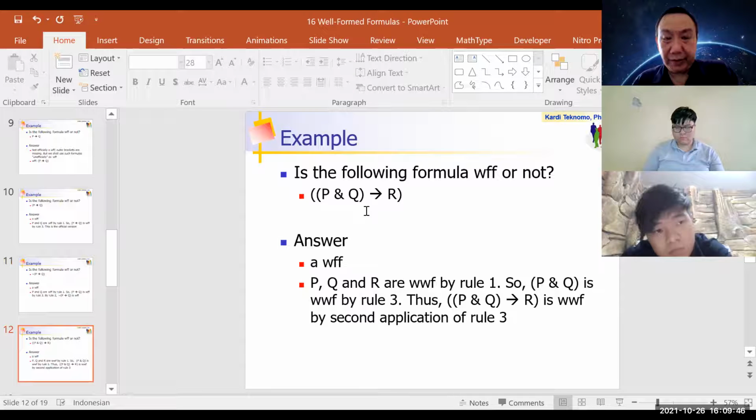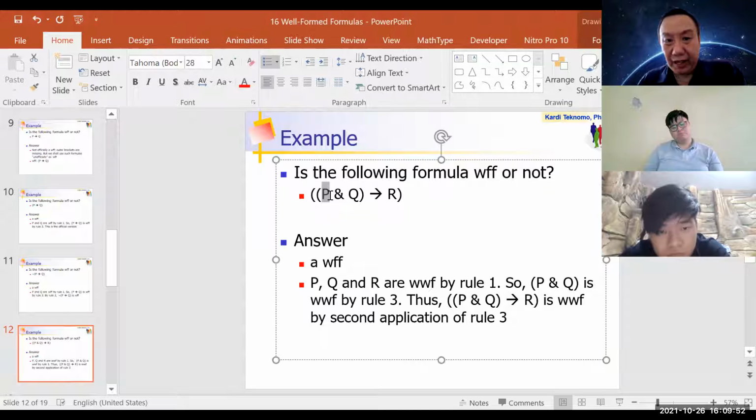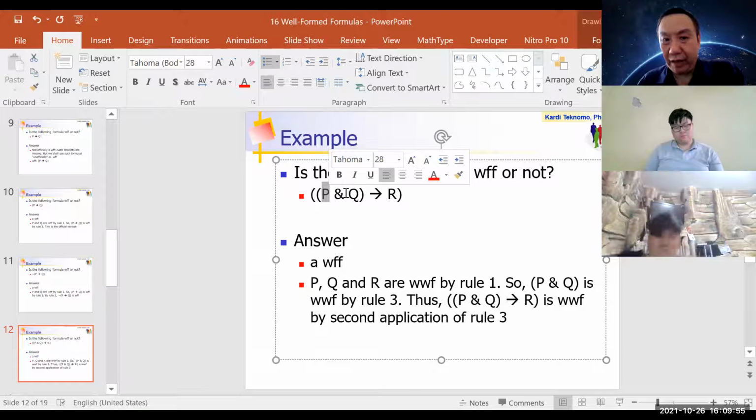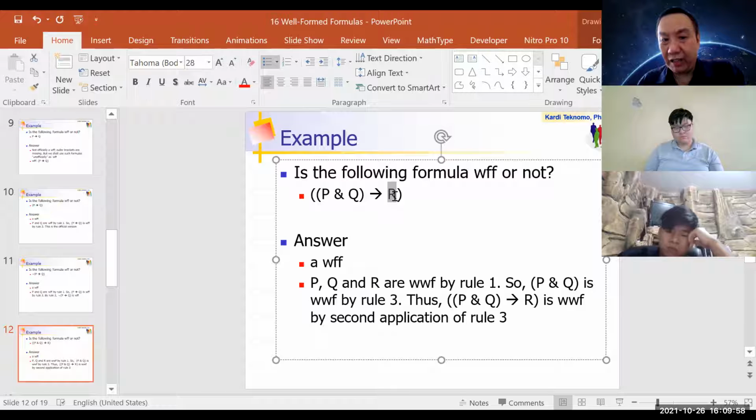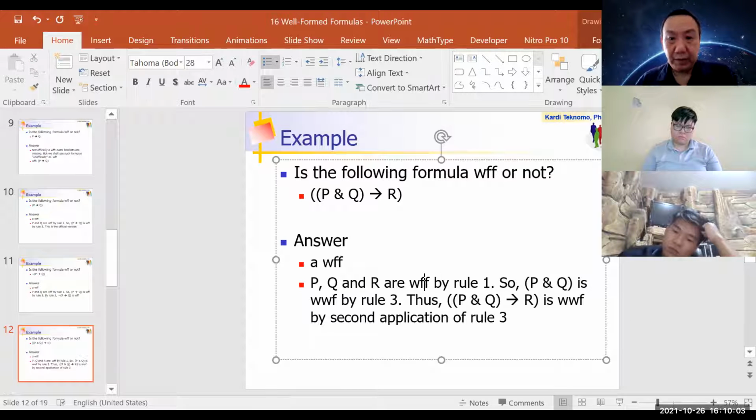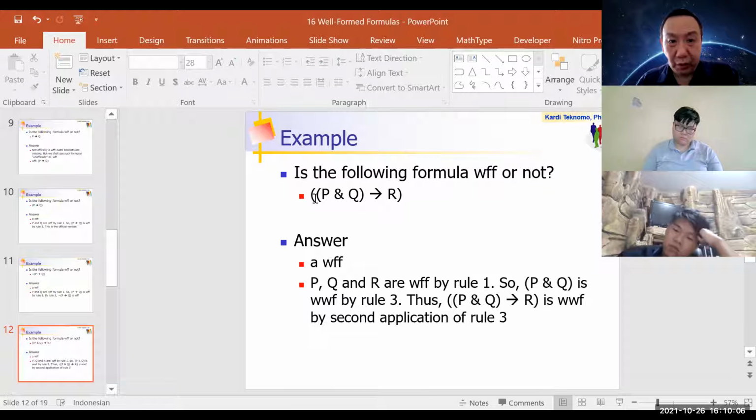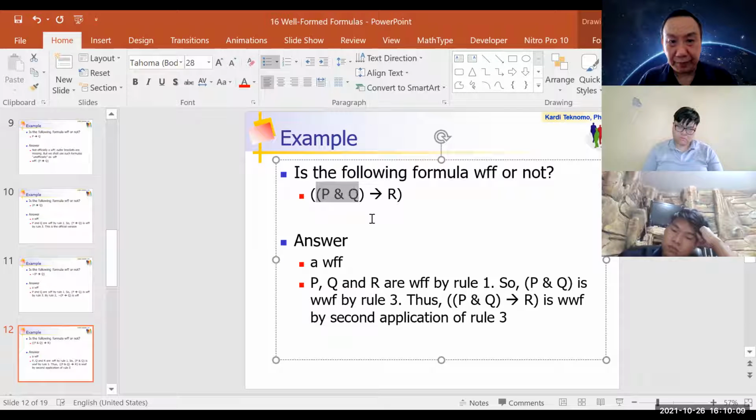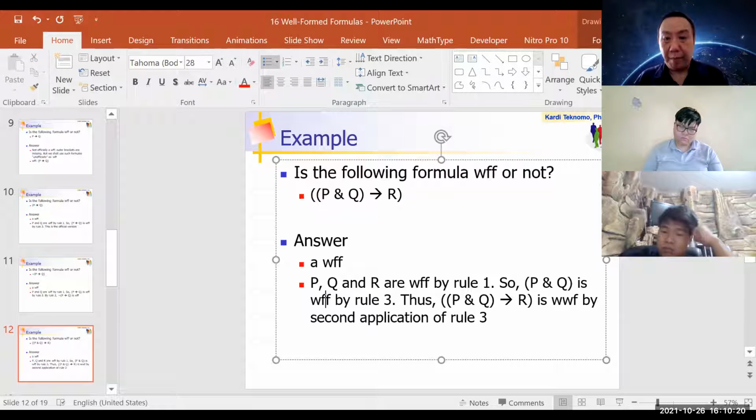How about this? Is this a WFF or not? You look at this. P itself is a WFF, and Q itself is a WFF. R itself is also a WFF, right? So by rule 1, P and Q are WFF, so by rule 3, P and Q implies R is a WFF by application of rule 3 again, right?